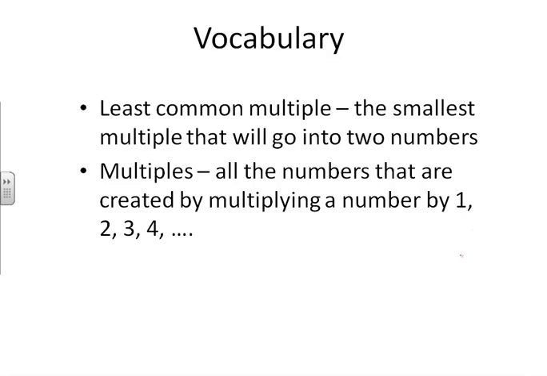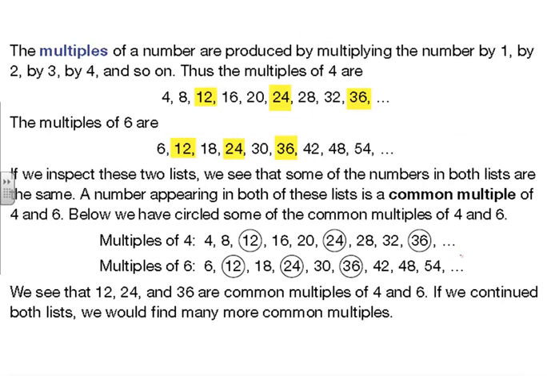Our vocabulary. The least common multiple. That's the smallest multiple that will go into two numbers. A multiple being a number. A multiple is all the numbers that are created by multiplying a number by 1, 2, 3, 4, 5, and so on. So, when we talk about the multiples of a number, they are produced by multiplying the number by 1, by 2, by 3, and by 4, and so on.